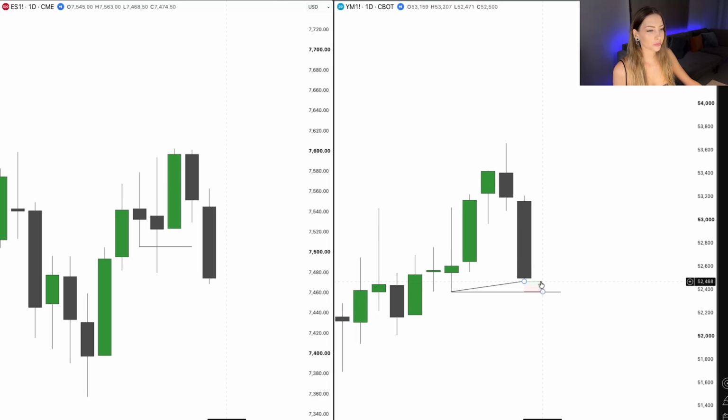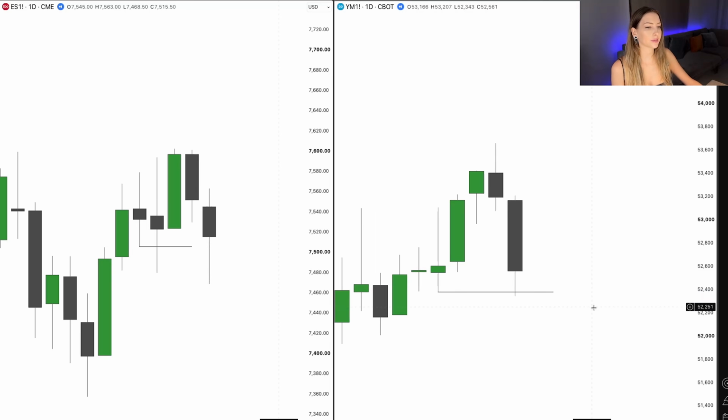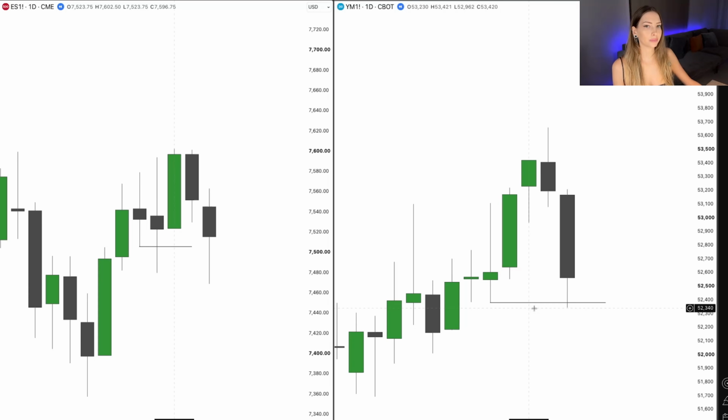So in this case, what I'm expecting is just that price is going to most likely break this SMT. And what happens next is that we reach this final target and there is no SMT anymore because now both YM and ES have swept this level. So this was not a high probability SMT. Why? Because it was too close.